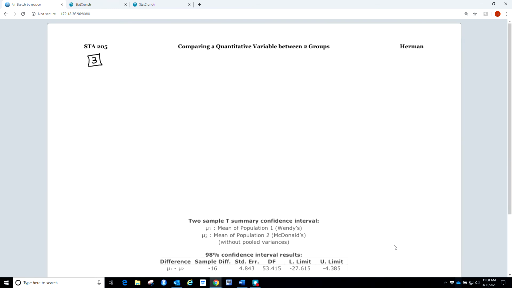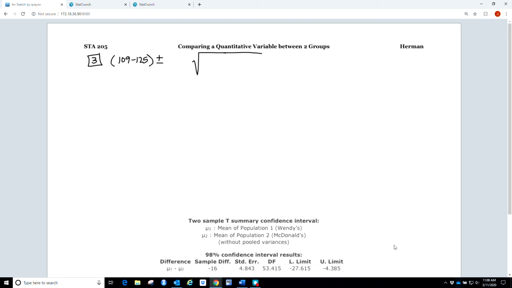So I'm just going to go ahead and write everything out here. So we're going to take the 109 minus the 125 plus or minus a t, which we'll come back to fill in, times this big square root.